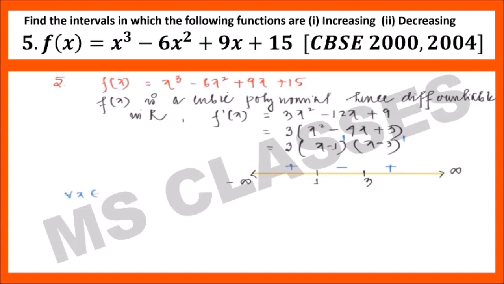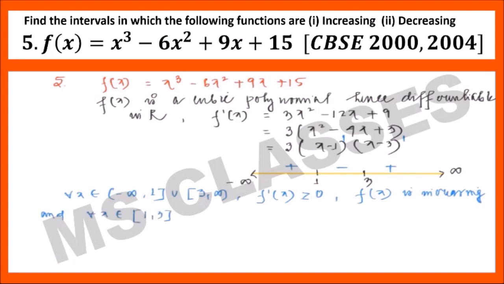So for all x belongs to (minus infinity, 1] union [3, infinity), f'(x) is greater than or equal to 0. So f(x) is increasing in this interval. And for all x belongs to [1, 3], f'(x) is less than or equal to 0. So f(x) is decreasing.